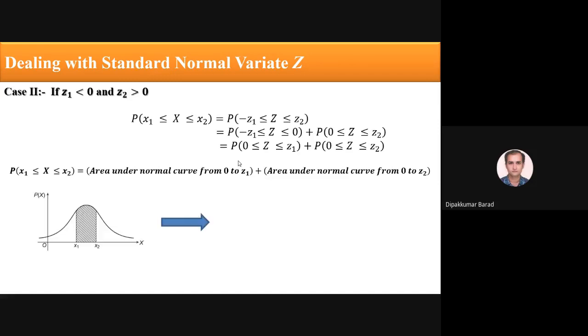So whatever area we have here from 0 to minus Z1, the same distance we take here, 0 to Z1, and again you get some area. Already you have 0 to Z2, so you get the summation of these two areas. And why are we taking 0 to Z1? Because we know that in our normal table we have values for a positive Z.